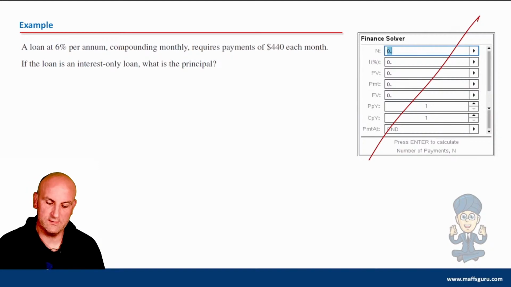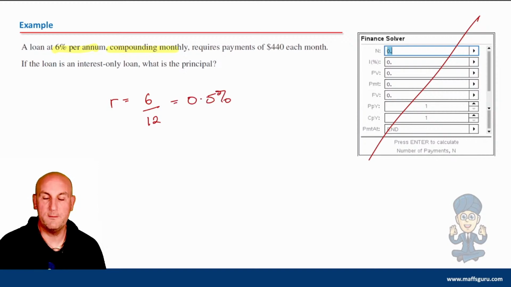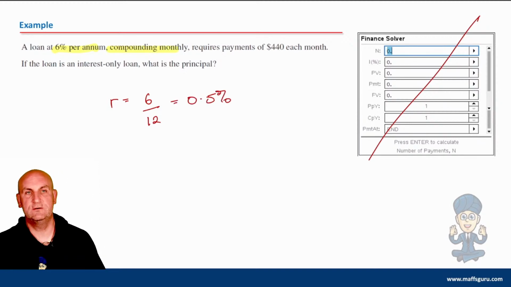Okay, so again, if I look at the information the question gives me, 6% per annum, compounding monthly. Oh, okay then. So my R is going to be 6 divided by 12, which is 0.5%. So my monthly interest rate is 0.5%.